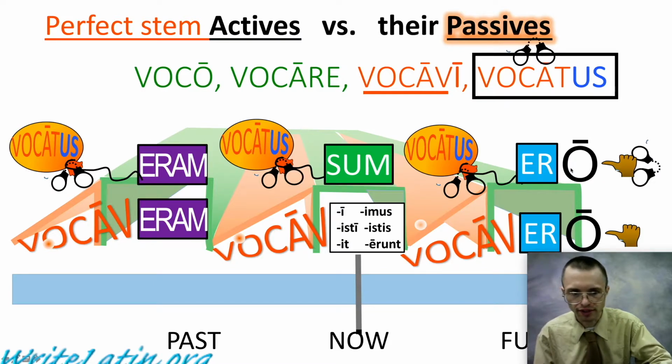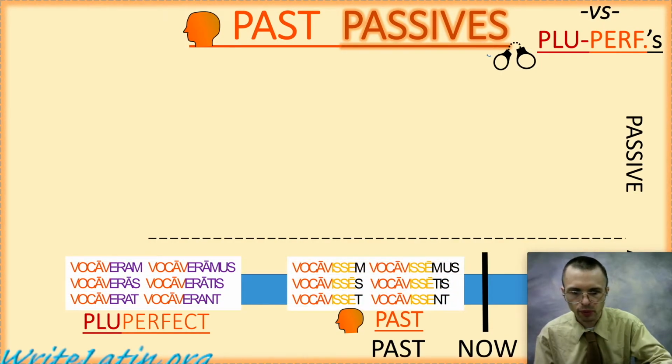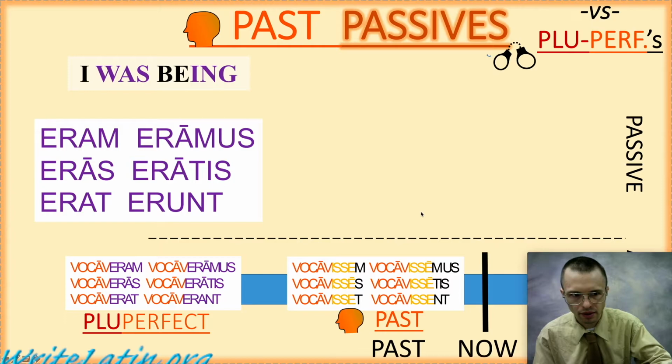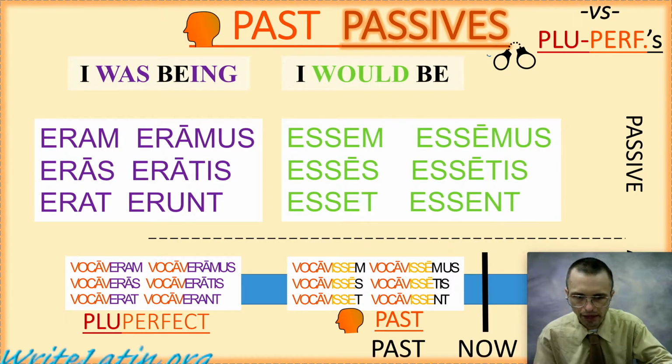And then we're going to do the exact same thing to make our past backward-looking subjunctive. So for this one, I'm going to compare the past backward-looking subjunctive to the pluperfect. So vocaveram and vocavissem are very similar. The pluperfect uses eram with the participle, whereas this new subjunctive that we're learning today is going to use essem plus the participle.